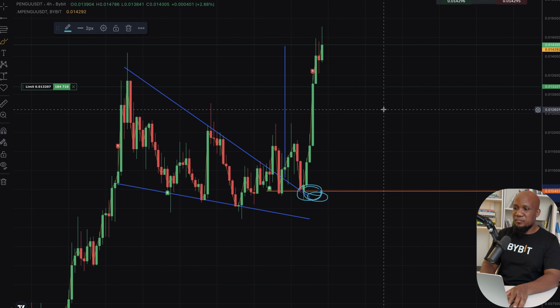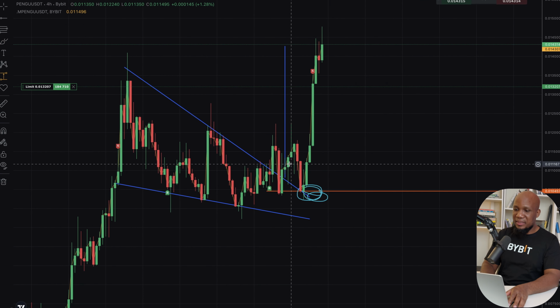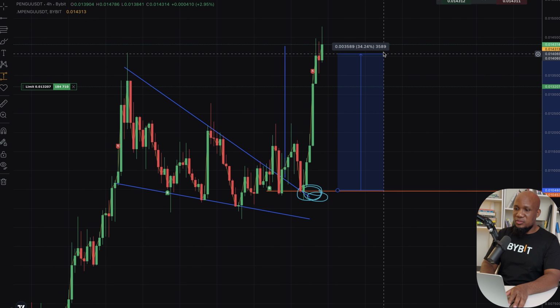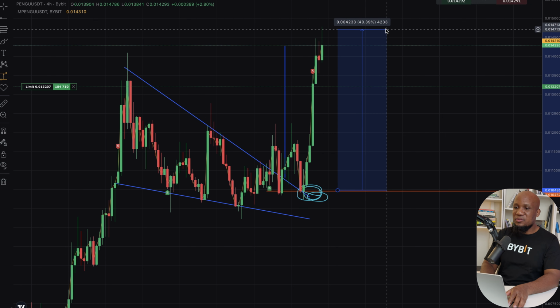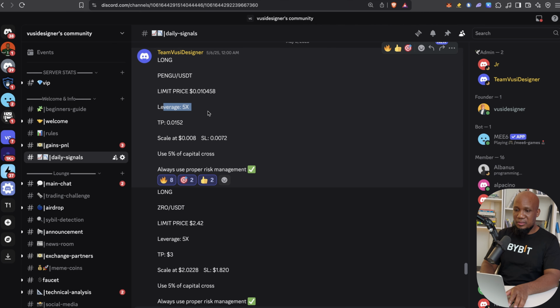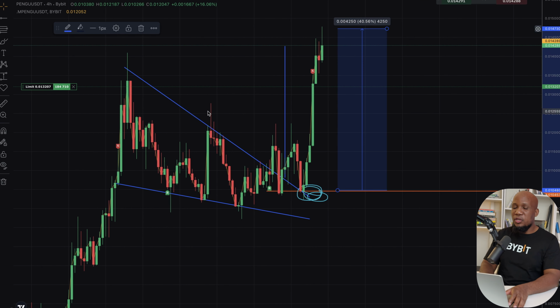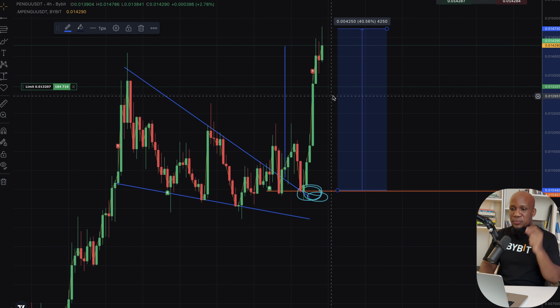If you come here, you can see that since we dropped that signal from here to the top here, it's over 40%. So with 5x leverage, again, guys, we're keeping the risk very, very low. With 5x leverage, you double whatever margin that you've used.